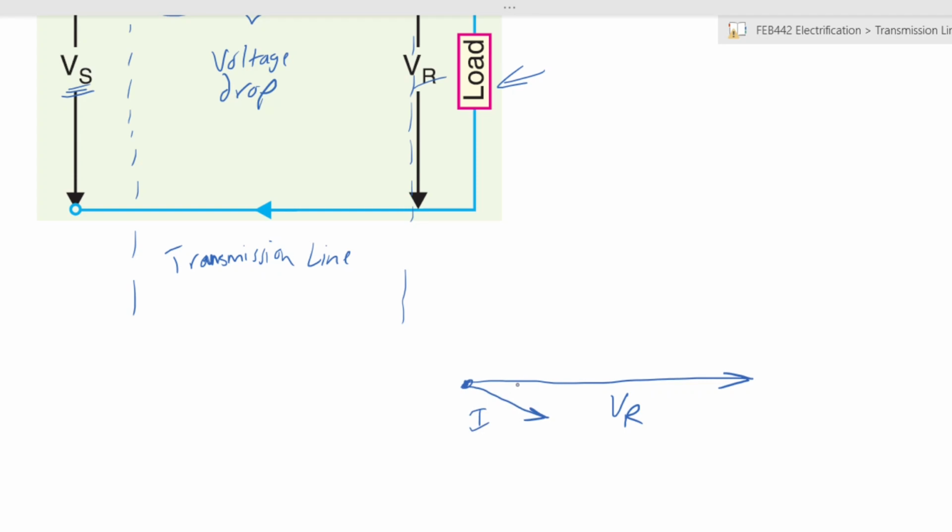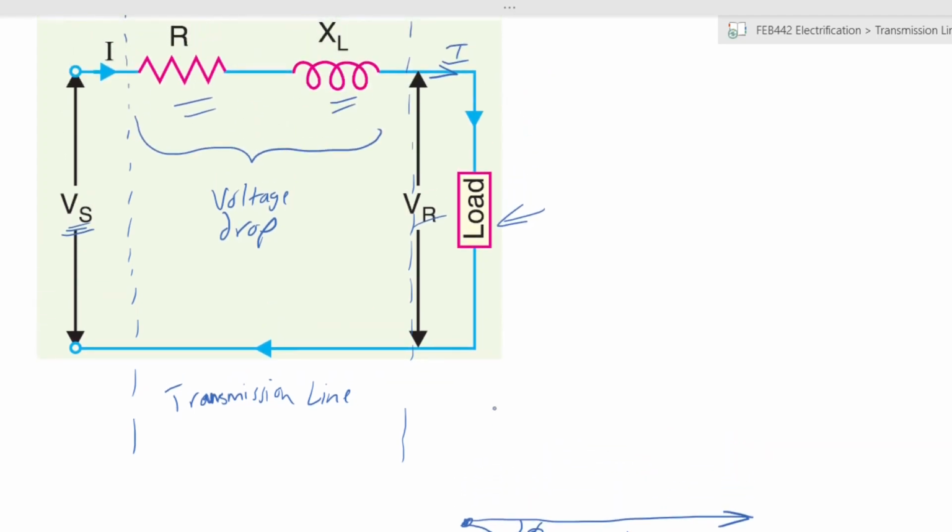So the lagging current in this case has a phase angle of phi R, the receiving end. The phase angle at the receiving end looks like that, the difference between the angle of the current and the angle of the voltage. Voltage at the receiving end is our reference, it is taken to be 0. So this is the condition at the receiving end.